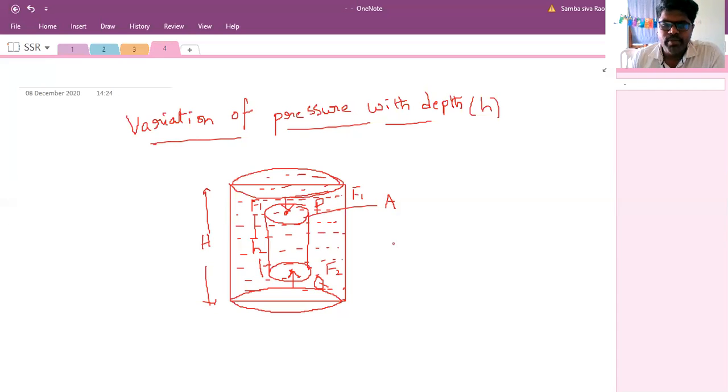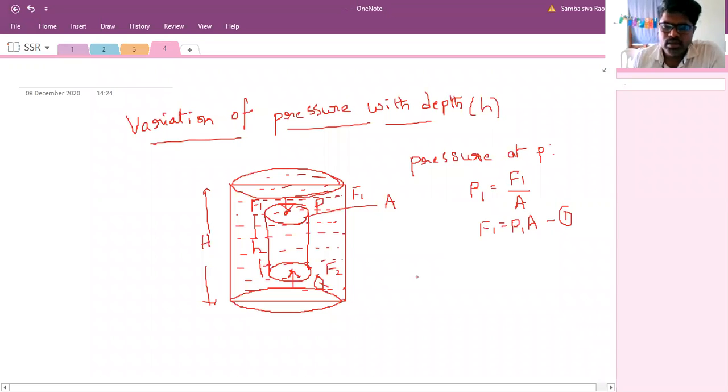Then, pressure at point P due to the upside force F1. Let us say the pressure at point P is P1. P1 is equal to F1 by the area of cross section A. Then from this, you can write the force as F1 is equal to P1 into A. Let us say this is equation number 1.